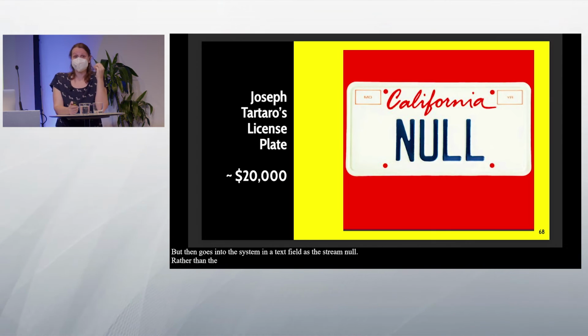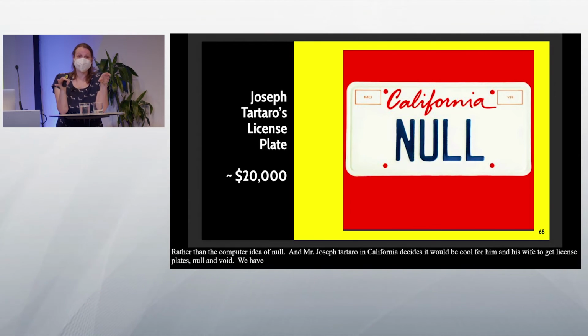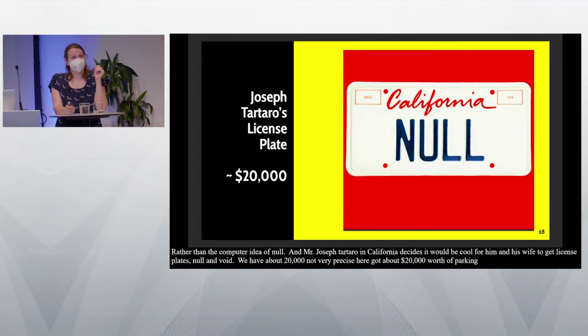And then Mr. Joseph Tartaro in California decides it would be really cool for him and his wife to get license plates null and void. He got about, not very precise here, about $20,000 worth of parking tickets nearly immediately. This happened in 2019. As far as I know, it has not been fully resolved.